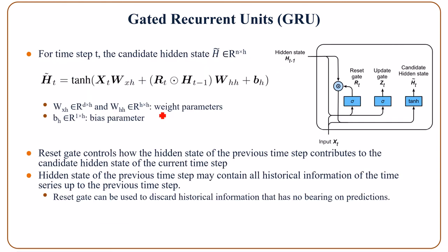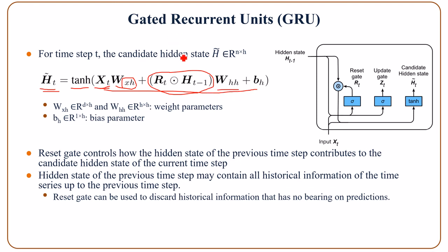For the time step t, we calculate the candidate hidden state h tilde t via a tanh nonlinearity function. Looking at the sum, the first term shows that it takes some contribution from the input X at time t via the weight W_xh. The subscript xh means that this is the weight between the input and the candidate hidden state. It also takes contribution from this term via the weight W_hh.